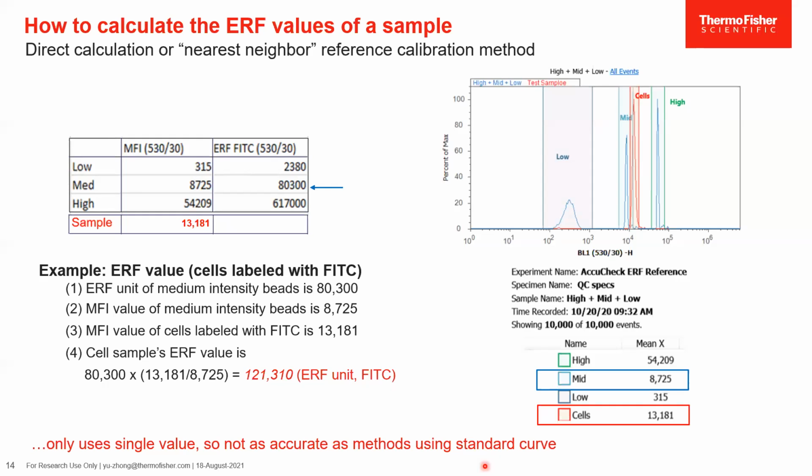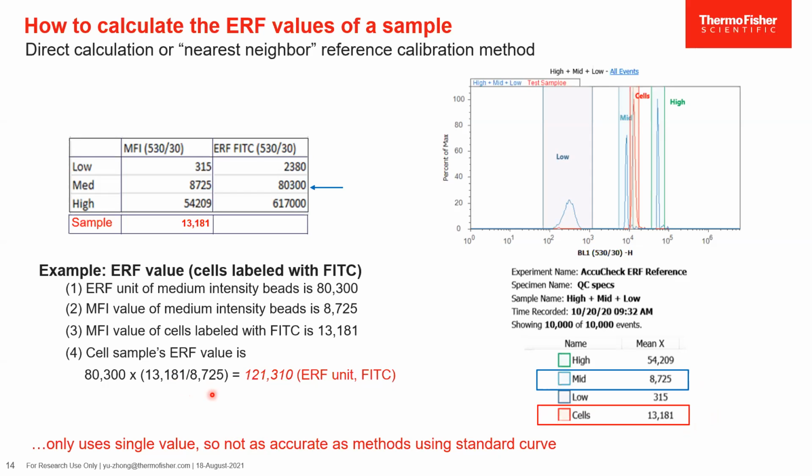Then you can see these cells in the red peak. The intensity is pretty close to the medium intensity beads in the reference standard. So the medium intensity reference beads' MFI value, the intensity value, is 8,725, and the cell sample is 13,000.